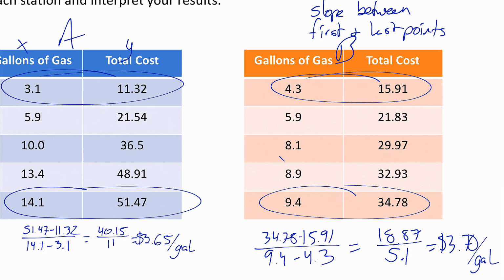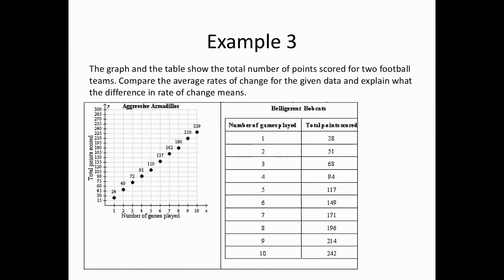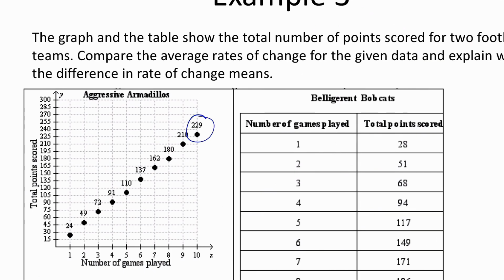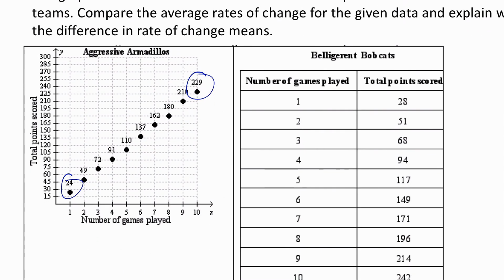Now, sometimes we'll be given information in a different form. Say, for example, you're given a graph and also a table. These are for two different teams. We're looking at the points scored for a football team, total points over a certain number of games. We've got the aggressive armadillos and the belligerent bobcats over here. We're going to do the same type of thing, but take the same information from different types of presentations.